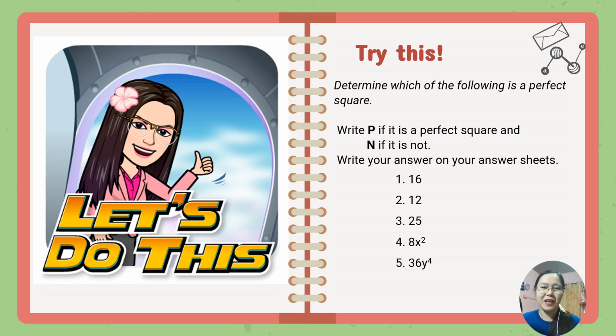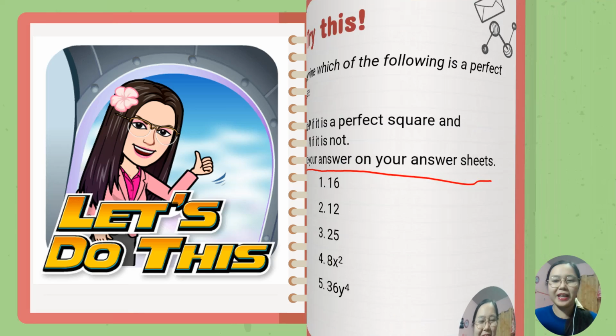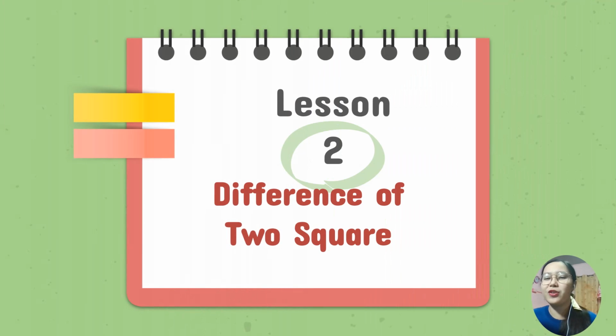Next. Now, after my examples, it's time for you to try. So on your answer sheet, try numbers 1 to 5. Okay, let's now proceed to lesson 2, difference of two squares.